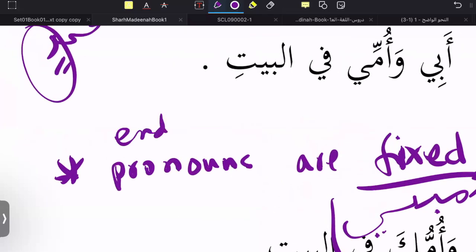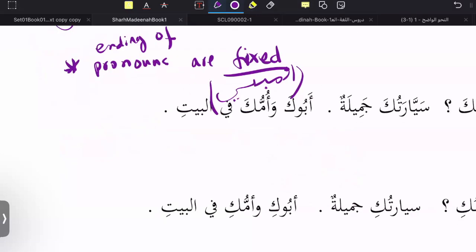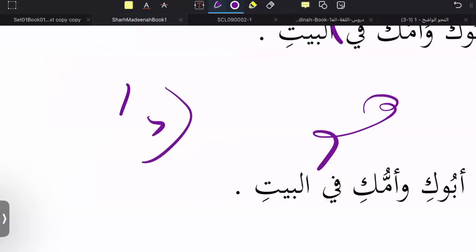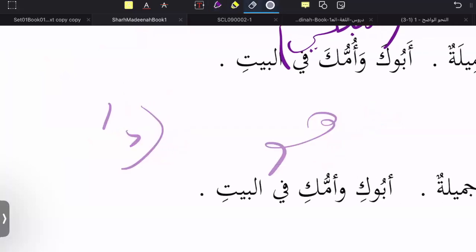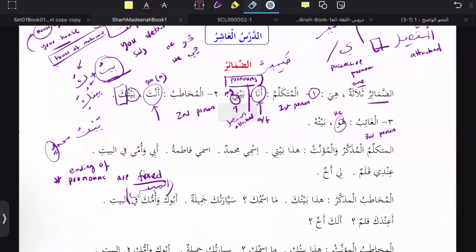The ending of pronouns are fixed. You cannot change it. You cannot put dhamma, kasra, fatha. Whatever you have, that's what you have. You cannot alter, regardless of where it belongs. Remember what we said, Muhammad can be Muhammadun, it can be Muhammadin. But huwa will always be huwa. Kaf will always be kaf with fatha, regardless where you put it. Okay, so just keep this in your mind. Otherwise, you will be confused. You will try to put a kasra, then the meaning will change.